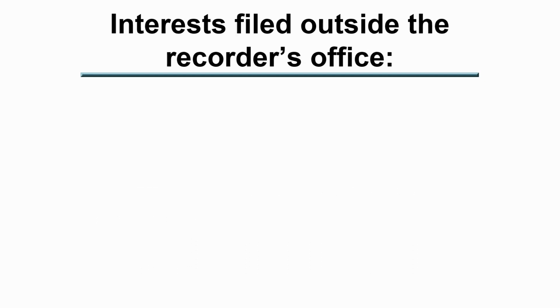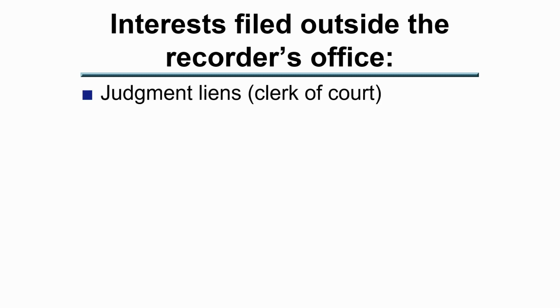Let's take a look at interests that are filed in other governmental offices but outside the recorder's office. One of the most common is judgment liens. Now, in some states, judgment liens are filed in the recorder's office, but in other states, they're filed in the clerk of court's office, usually a different office in the same building in the courthouse. So we've got to go over to the clerk's office and look through the docket records of the court in order to see if there are any judgment liens against an individual that we might be buying property from.